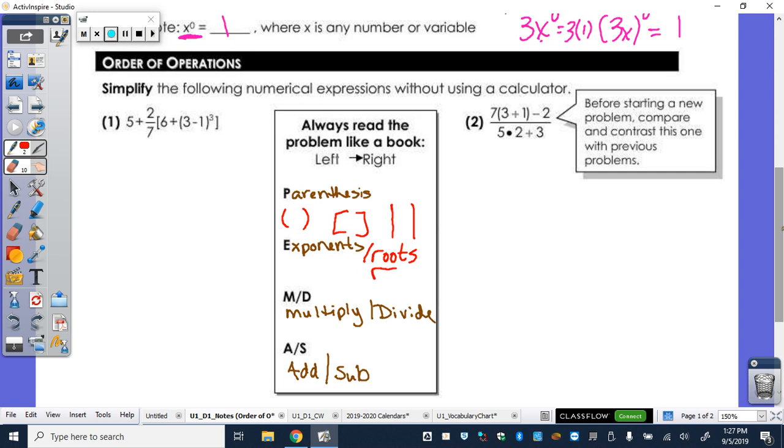So let's take a look at our 2 examples here. Number 1's kind of a big, huge, long mess, so it's always good to take a second and look at what we have. This one has brackets and it has parentheses. So which one do we do first? The parentheses. You always go in the middle first. So 3 minus 1 makes that a 2. And then everything else stays the way it is.